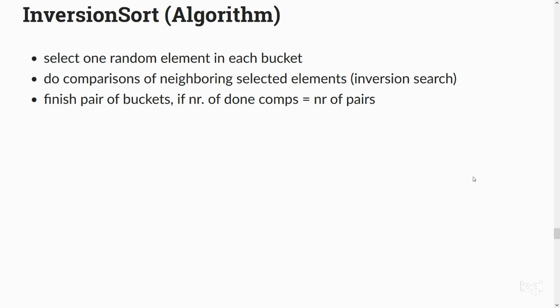So if we go back to a more systematic description of inversion sort, what we do is that we select one random element in each bucket, so that's both red and blue elements, and then we do the comparisons of the neighboring selected elements in the hope to find an inversion. Now, if we don't find an inversion, it's a random experiment, it could be that there is nothing to be found and we don't do anything. Otherwise, conceptually in parallel, we put all these pairs onto the backbone and reclassify the non-backbone elements.